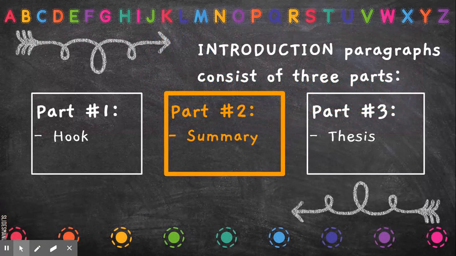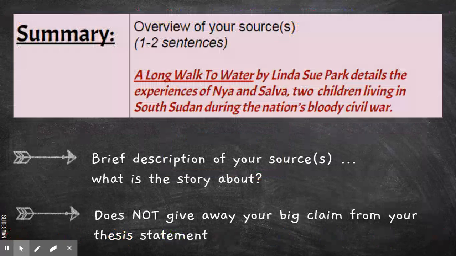Next, the summary. A Long Walk to Water by Linda Sue Park details the experiences of Naya and Salva, 2 children living in South Sudan during the nation's bloody civil war. Brief description of the source, what's the story about, and I don't give away the big claim from my thesis statement.